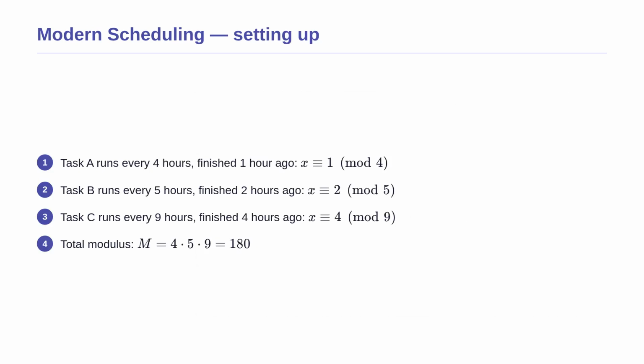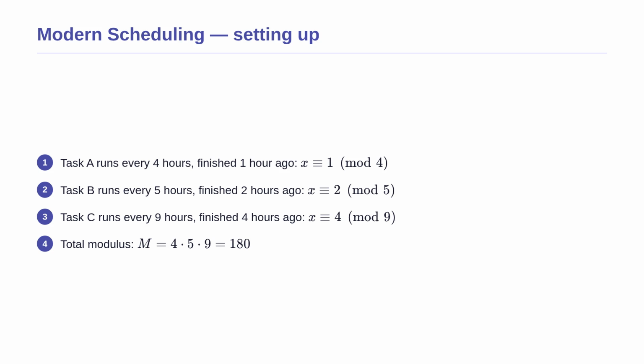Let us apply this to a modern scenario. Suppose a university server runs 3 backup tasks. Task A runs every 4 hours and finished 1 hour ago. Task B runs every 5 hours and finished 2 hours ago. Task C runs every 9 hours and finished 4 hours ago.